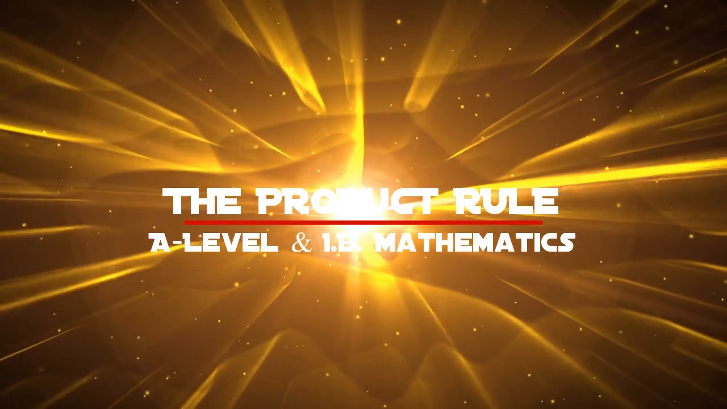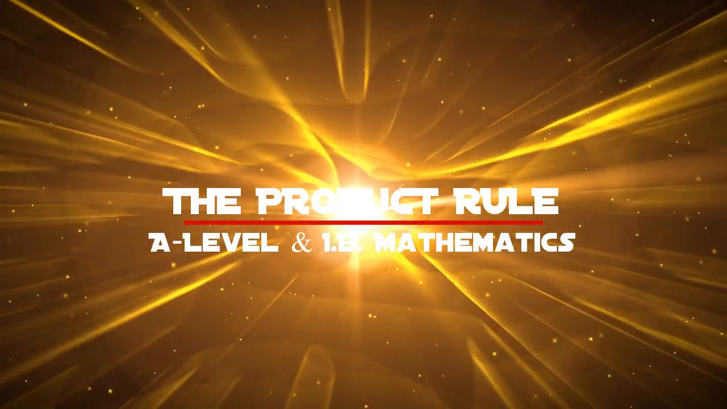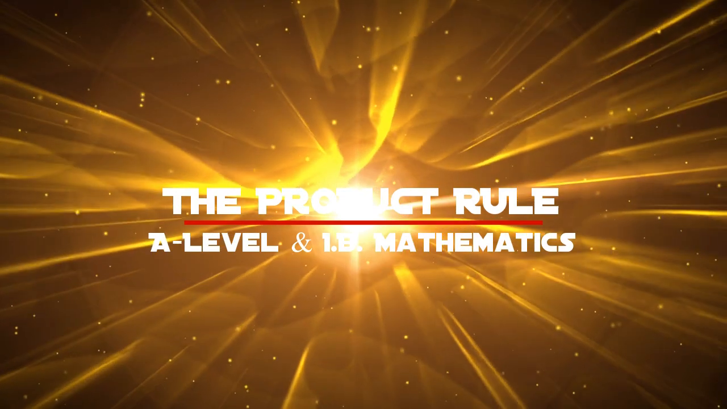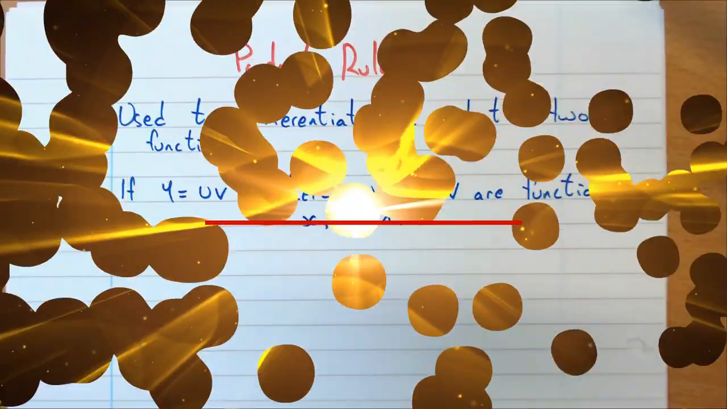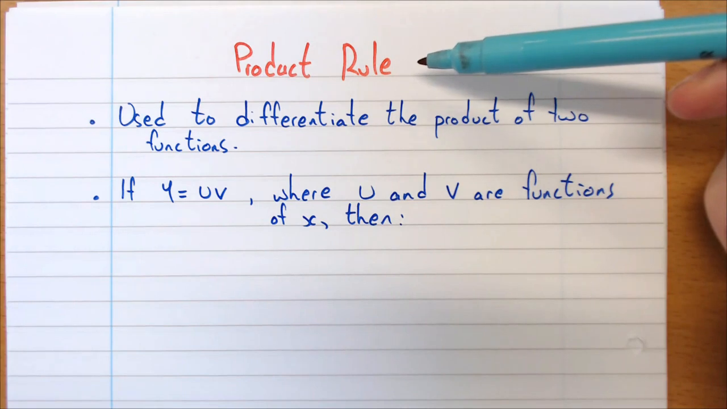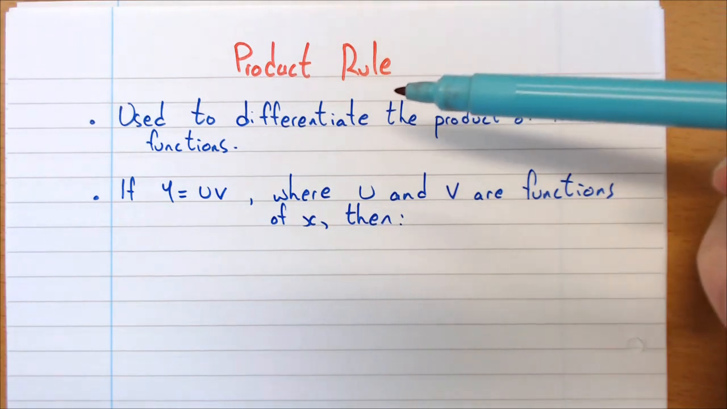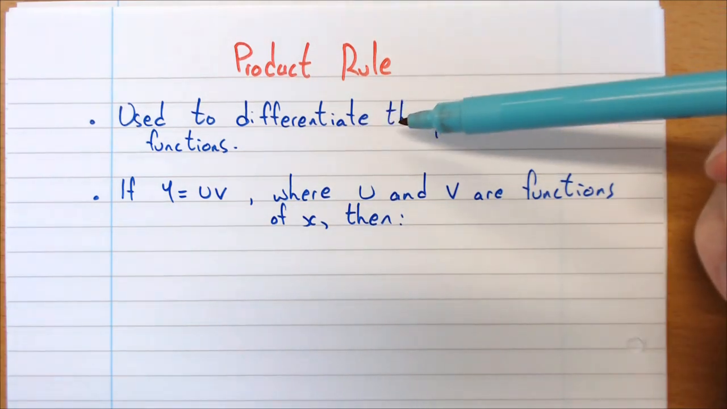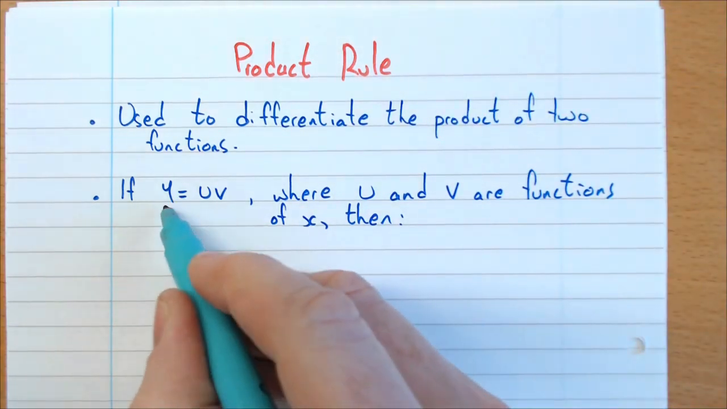Hello, and today we are looking at the product rule, which is a method for differentiating functions. It's part of the A-level and IB mathematics syllabuses. The product rule, again, is used to differentiate the product of two functions. That's when you have a function multiplied by a function.